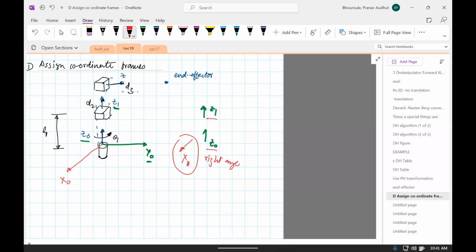So if I want to assign x1 at right angles, I actually have quite a few choices. Let me draw it slightly differently. Since z0 and z1 are in the same direction, they intersect.